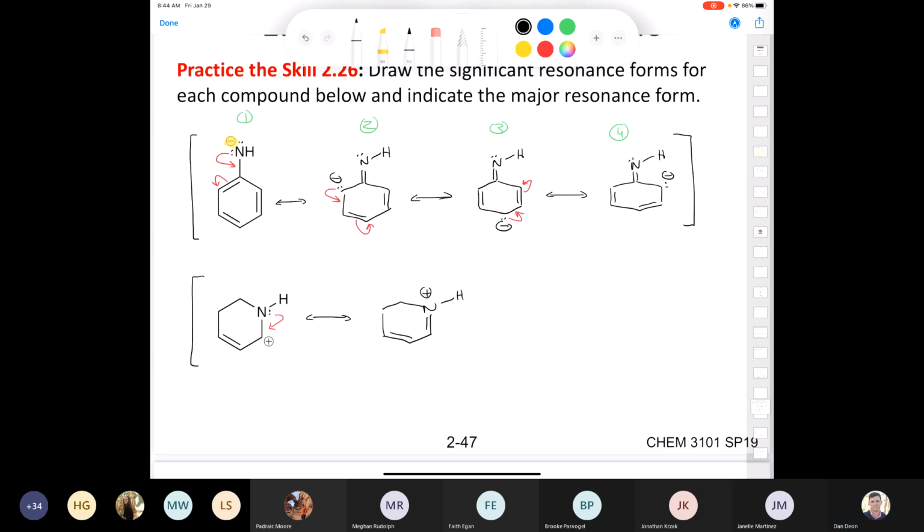Now, what's great about, well, I'm getting ahead of myself. Let's draw one more resonance contributor. And this one, we're going to move 2 curved arrows because we have a positive charge on the nitrogen, but we have double bonds that are in conjugation, right? Double, single, double, right? It goes double, single, and then a double.